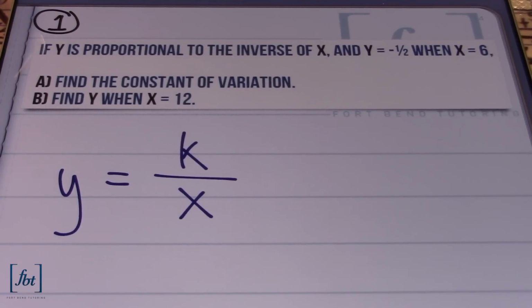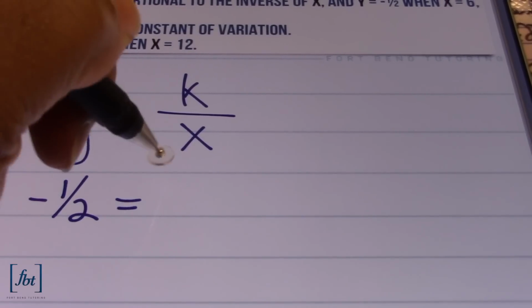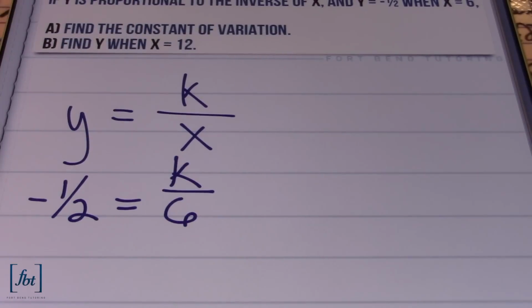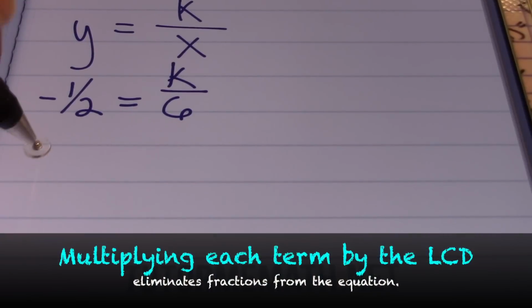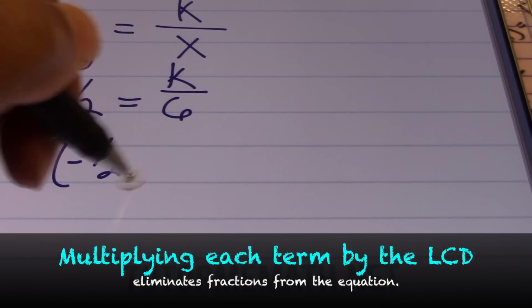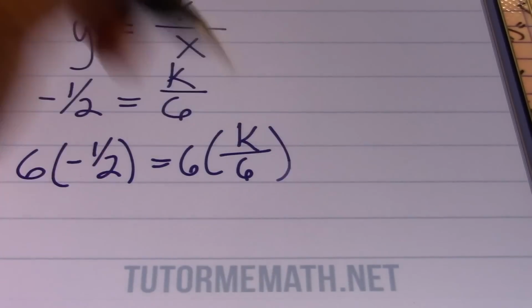Now notice they've given us information about this equation. They've let us know that when y equals negative 1/2, x equals 6. So plugging in our given information, when y is negative 1/2, x will equal 6. So I've just substituted into our setup for the variation equation, and now I'll have the opportunity to solve for k. I can do this by multiplying both sides by 6. So by multiplying both sides by 6, I'll have 6 times negative 1/2 equals 6 times k divided by 6.